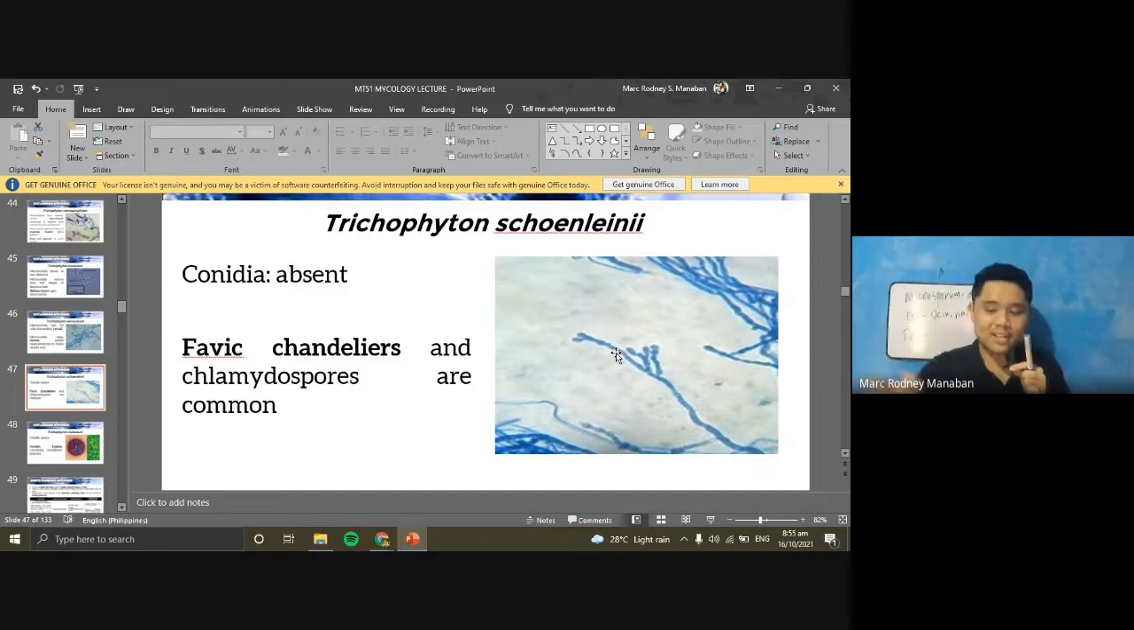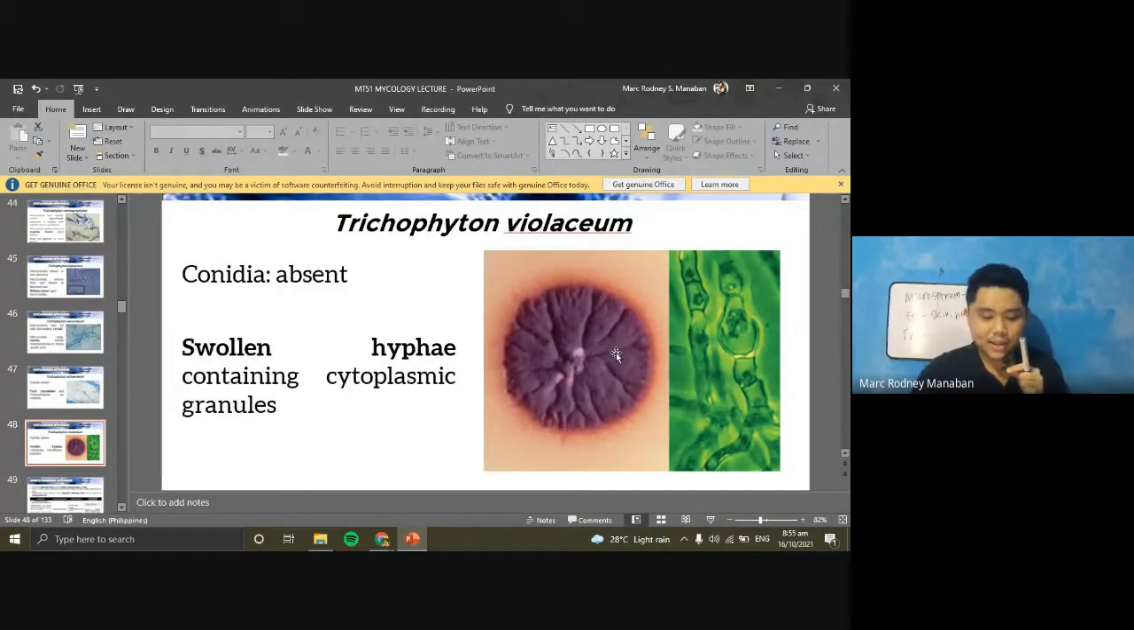Ayan, favic chandeliers, favic na ectothrix, endothrix, press the buzzer agad-agad, T. schoenleni. Alright? Okay. Alright. And the last of the Trichophyton species, your Trichophyton violaceum. As you can see, violaceum nasa pangalan na, kaya iyang culture color violet. Okay, iyang colonies color violet.